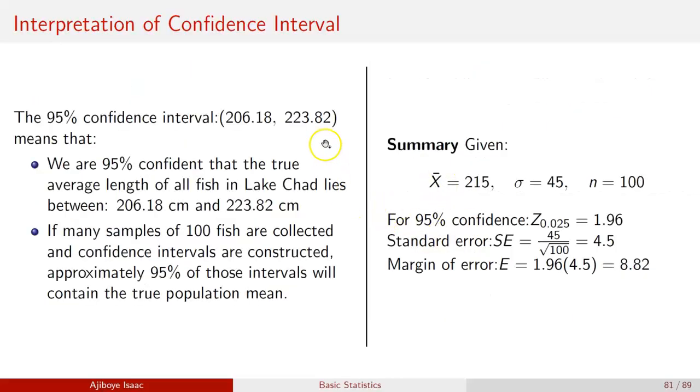In summary, we are to interpret the confidence interval. The 95% confidence interval of 206.18, 223.82 means that we are 95% confident that the true average length of all fish in Lake Chad lies between 206.18 and 223.82 centimeter. And that means if many samples of 100 fishes are collected and confidence intervals are constructed, approximately 95% of those intervals will contain the true population mean. And this is how we construct confidence interval.